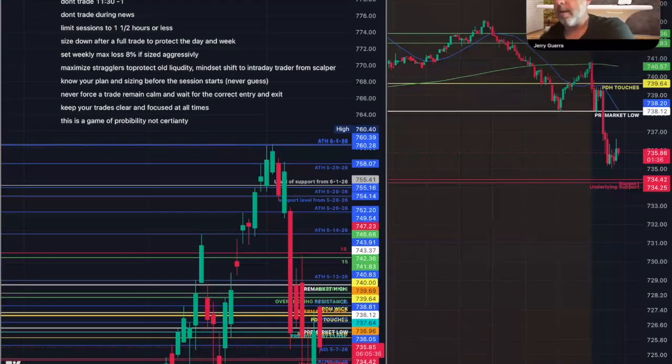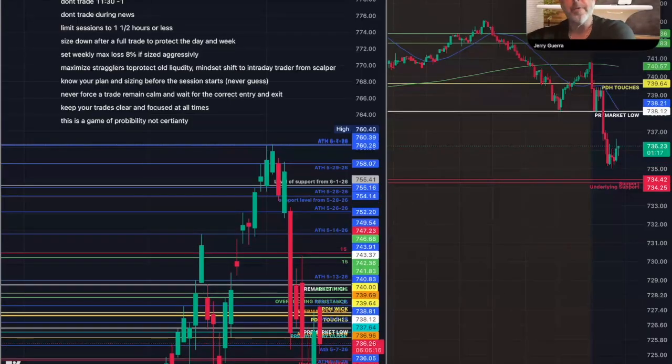Know your plan. This is huge. Know your plan and how you will be sized before the session starts. If you do not have a game plan and a mission statement of what you are going to do before the session starts, you're going to lose your ass over time. So when you're in a trade, keep it clear and focused. No distractions. If you've got kids screaming in the background, a wife, a husband, whatever it is, try to lock yourself into a room and be very, very undistracted for 1 hour of the time you're on the charts. It'll be a game changer for how you perform in this long term.